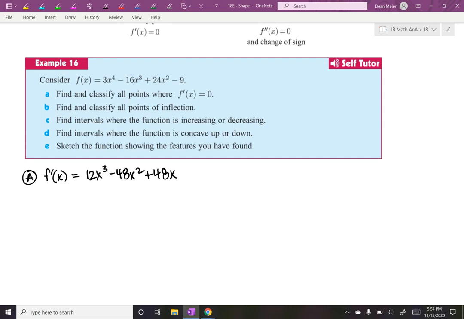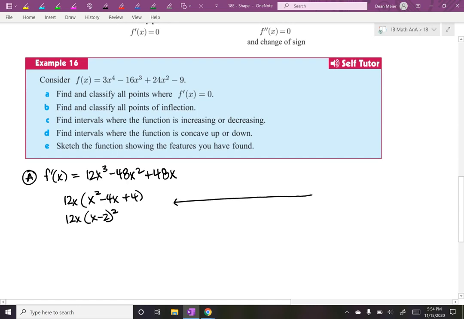And you will see that you get, factor out a 12x, and I will be left with x squared minus 4x plus 4, which I think factors down to x minus 2 squared. So that first derivative tells me that there is some stuff going on, right? So what am I going to do? I'm going to draw a number line. I'm going to put 0 on there because x equals 0 and x equals 2 are our critical points. So 0 and 2 are our critical points.